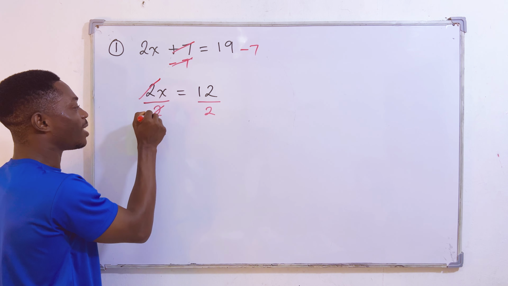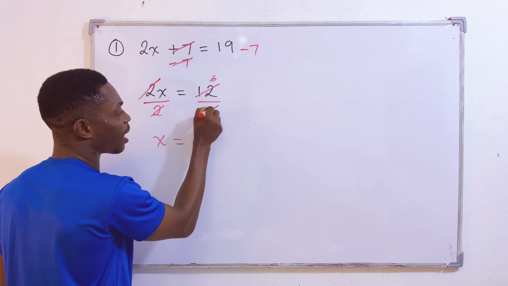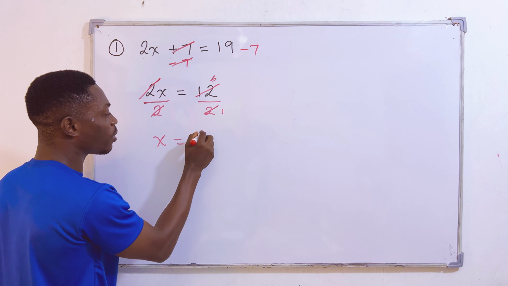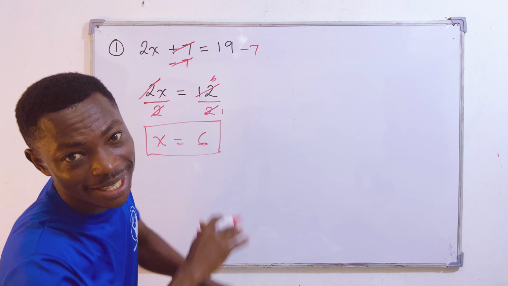And clearly this and this will go and I'm getting x to be equal to 2 goes into this 6 and goes into itself 1. Therefore, I'm left with 6 over 1, which is still 6. And I'm getting my x to be 6. Easy.